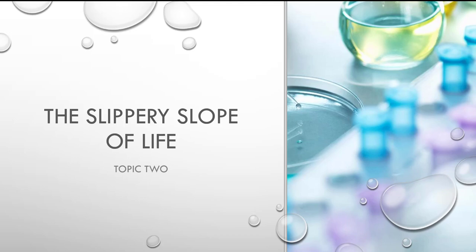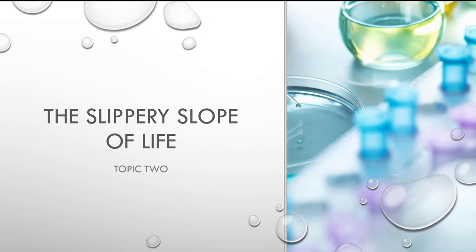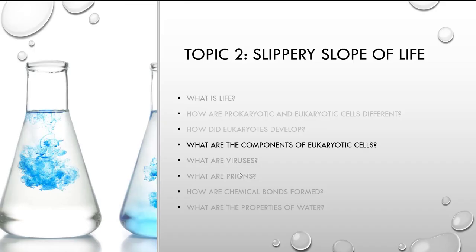Hi everyone, we are continuing on with our fourth video in topic 2, the slippery slope of life. So we've already covered what is life, how are prokaryotic and eukaryotic cells different, and how did eukaryotes develop. So now we're going to look inside our eukaryotic cells and describe all the components of the cells.